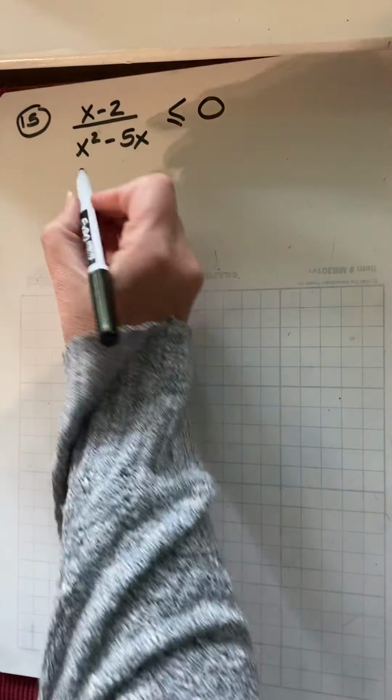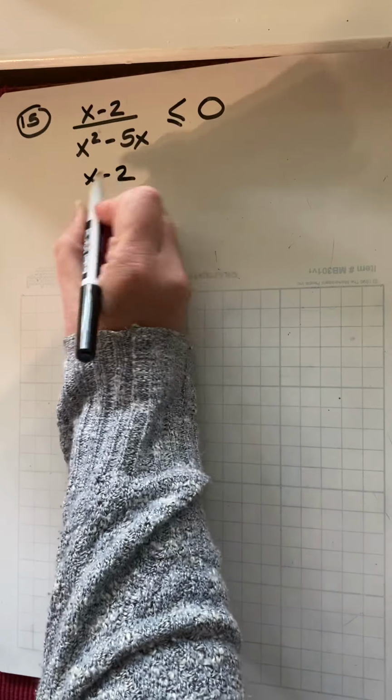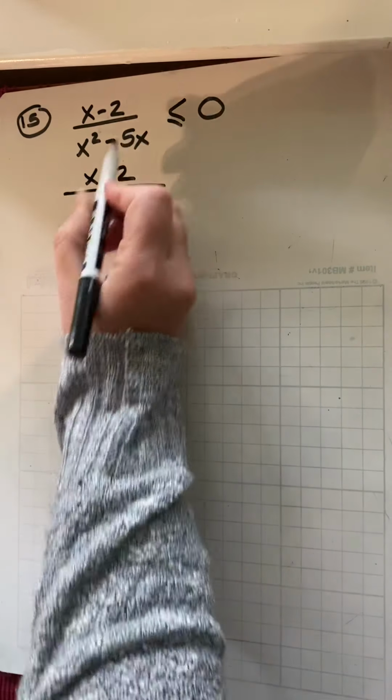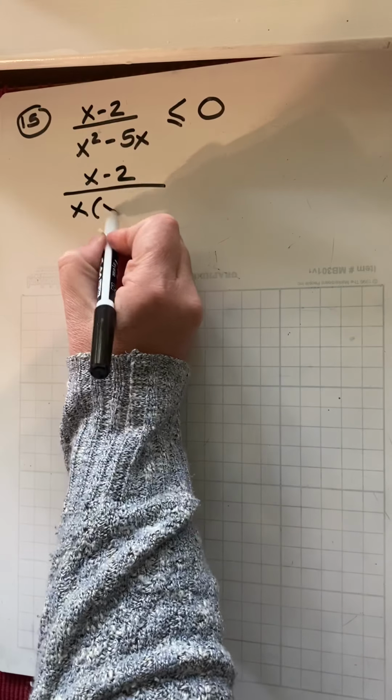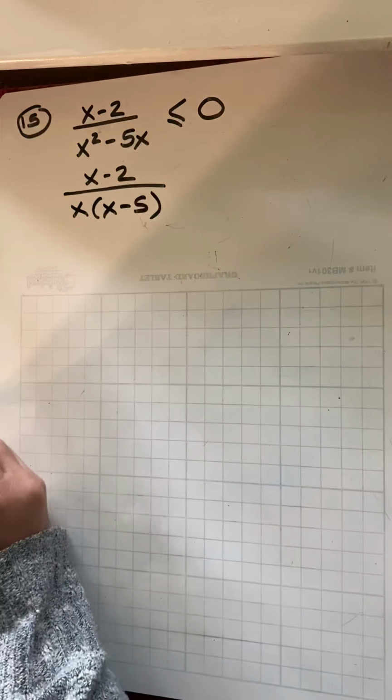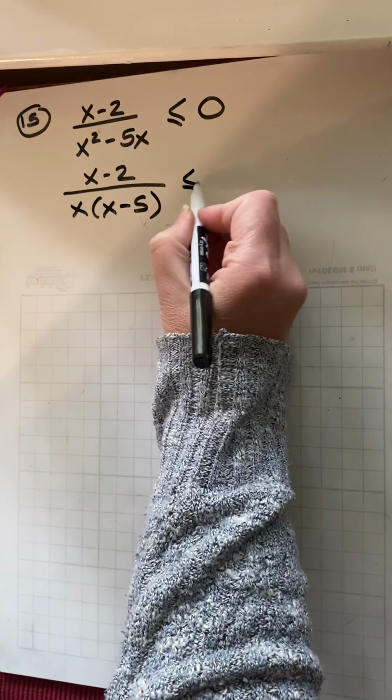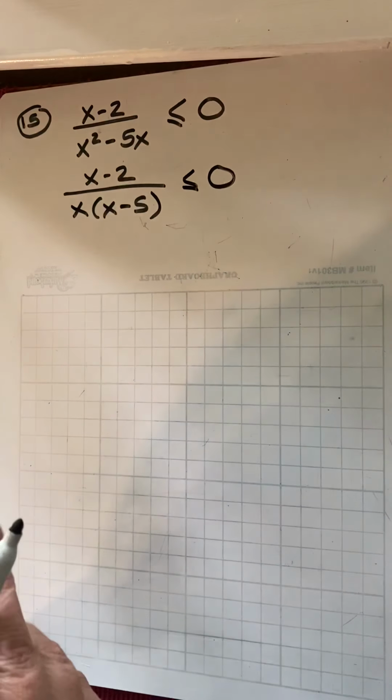Our next step is to factor. So the numerator is already factored. There's nothing to factor there. The denominator, we can take out a GCF and we can factor that into x times x minus 5. And we're trying to see when this is less than or equal to 0.